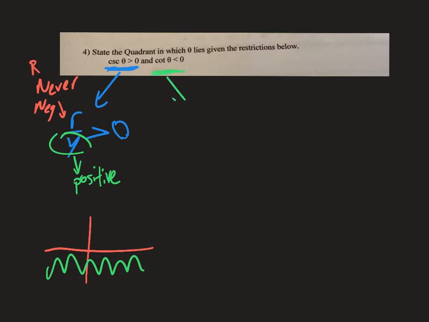Cotangent is less than 0. Now, cotangent is x over y, and it is less than 0. Remember, guys, that just means this is negative. So now, knowing that this is negative, I'm going to backtrack. I already know that y is positive, and in order to get a negative answer, x has to be negative.